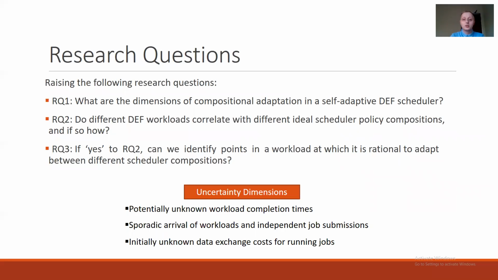In answering these questions, we are met with uncertainty dimensions as we encounter potentially unknown workload completion times, varying even from jobs of the same type. The sporadic arrival of workloads and independent job submissions create different sets of workloads to handle. And the initially unknown data exchange costs of running jobs, which would add overhead to both nodes and their interconnections. All of these dimensions provide challenges in understanding when adaptation should take place.